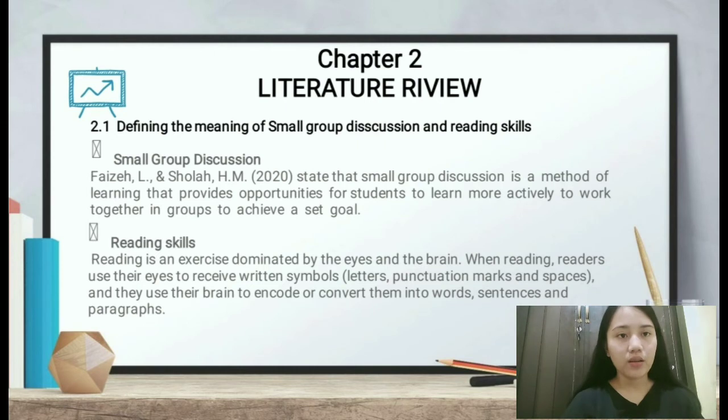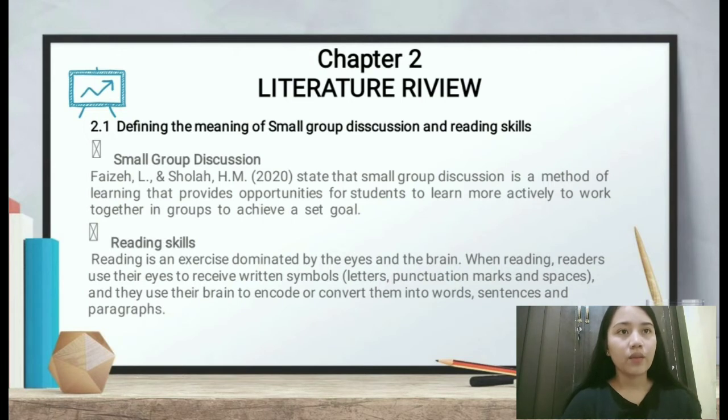Chapter 2 Literature Review. Defining the meaning of small group discussion and reading skills. Small group discussion. Faisal and Solah M. 2020 state that small group discussion is a method of learning that provides opportunities for students to learn more actively, to work together in groups to achieve a set goal.